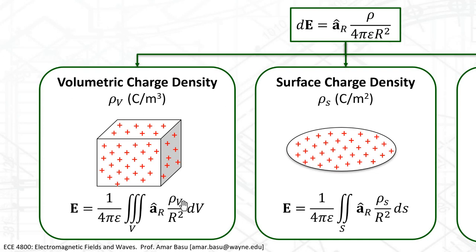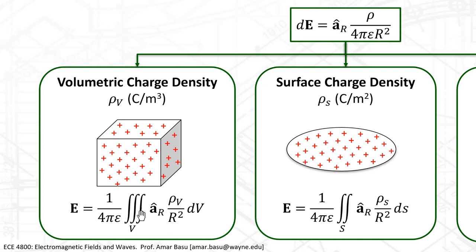All right, so rho v might change. It could be a function of x, y, z. The r will change depending on what we're going to be integrating. We're going to be looking at every single observation point in this space. Well, I'll get into the details of that. You'll see how that works.